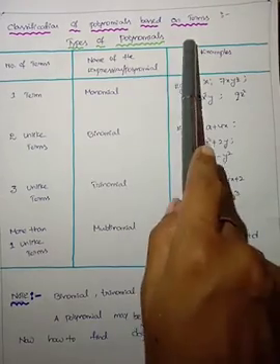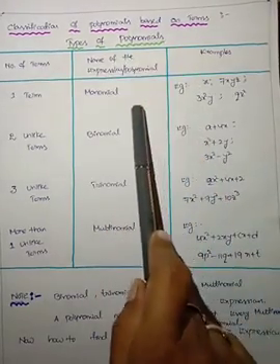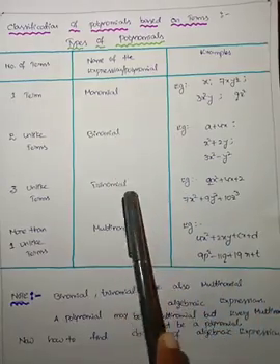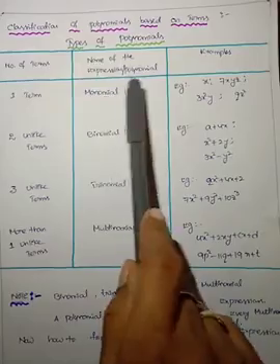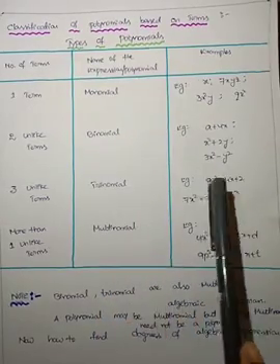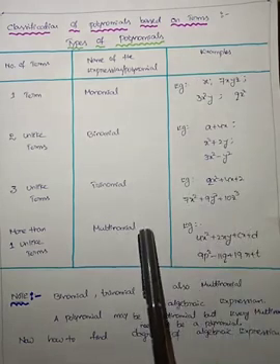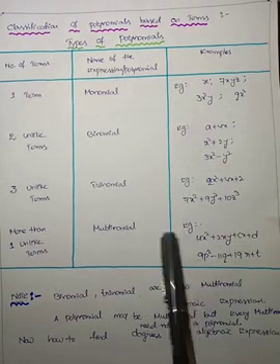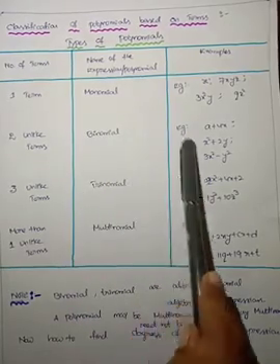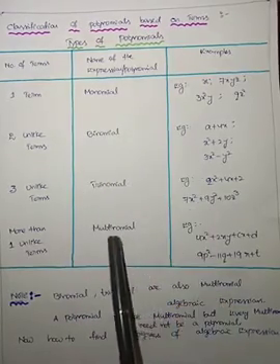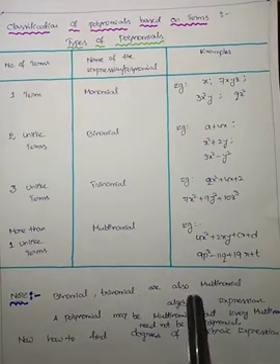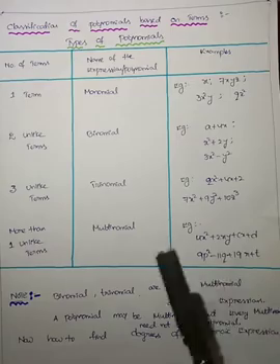Based on the terms, there are different types of polynomials: monomial, binomial, trinomial and multinomial. Monomial means one term, binomial means two terms, trinomial means three unlike terms, multinomial means more than one unlike term. All binomials and trinomials are also examples of multinomial.